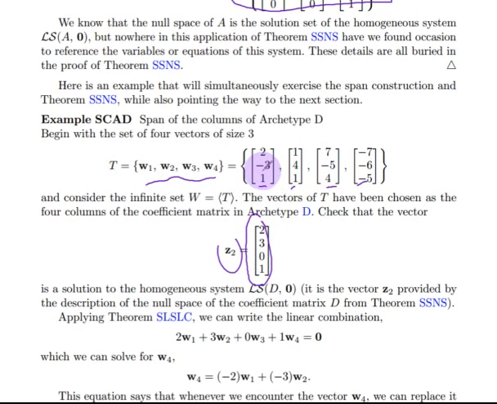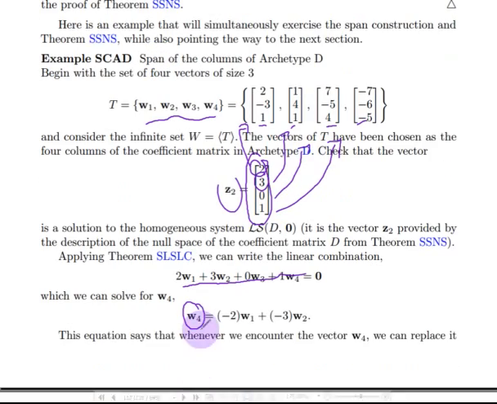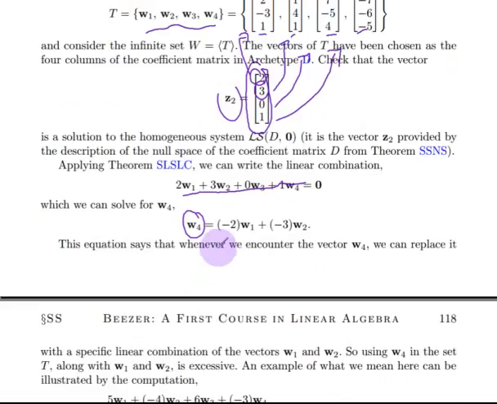So I can actually write the linear combination of these vectors corresponding to these coefficients is going to give me the 0 vector. 2 times the first vector plus 3 times the second vector plus 0 times the third vector plus 1 times the fourth vector gives me the 0 vector. So that's what's written here. Now I can rearrange and express the fourth vector, W4, in terms of the other 2.